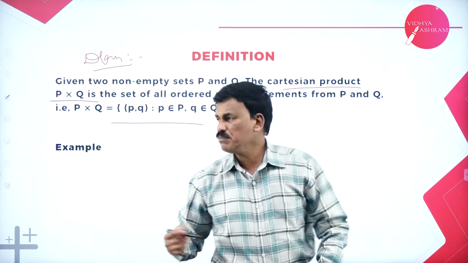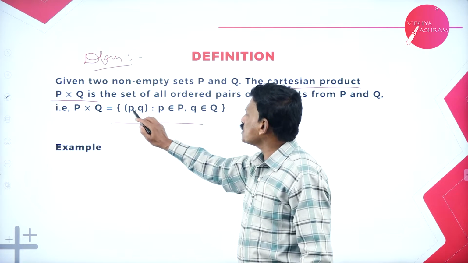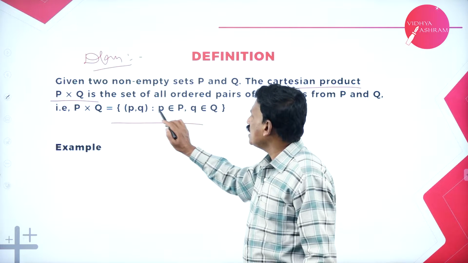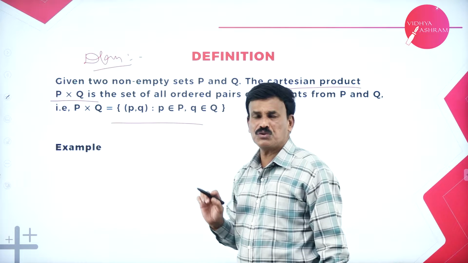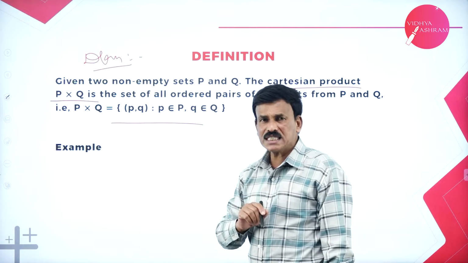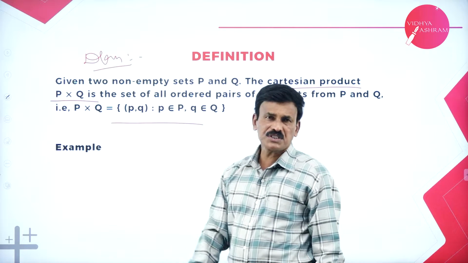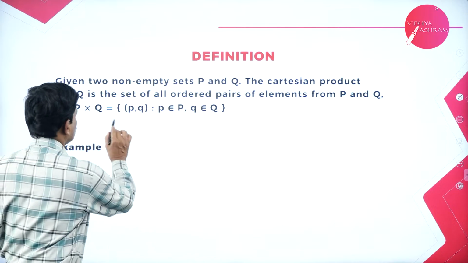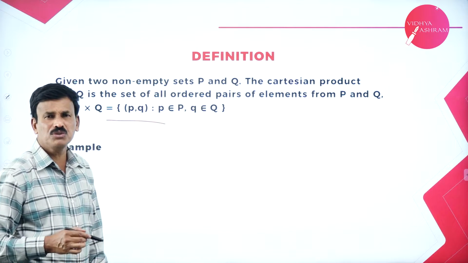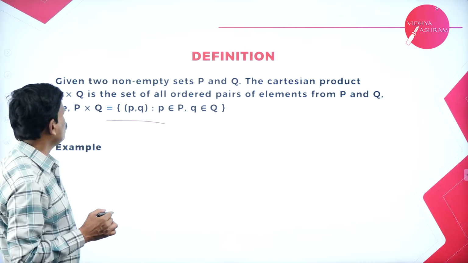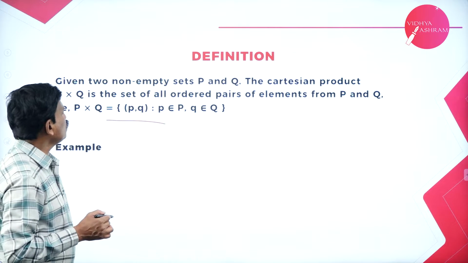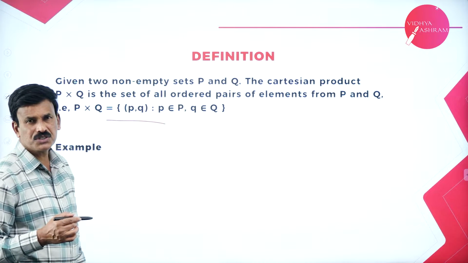That means the first member is an element of P and the second member is an element of Q. The first member is an element of the first set and the second member is an element of the second set. In general, the Cartesian product of two sets P and Q is P cross Q is equal to (p, q) such that p belongs to capital P and q belongs to capital Q.